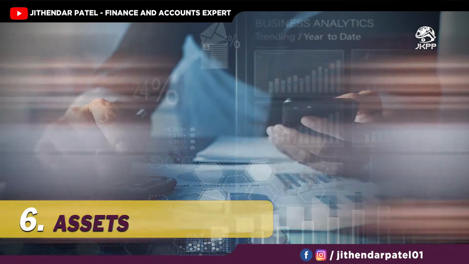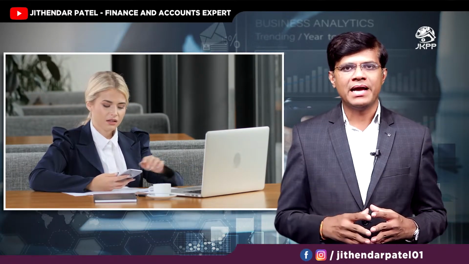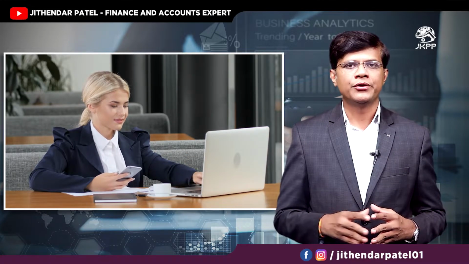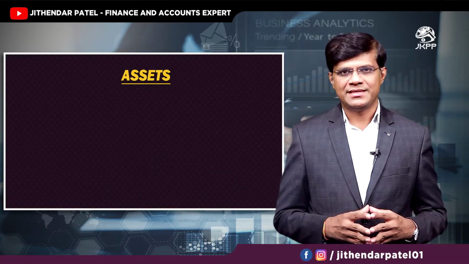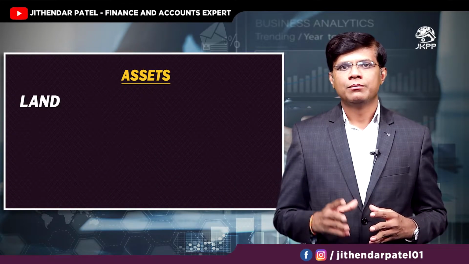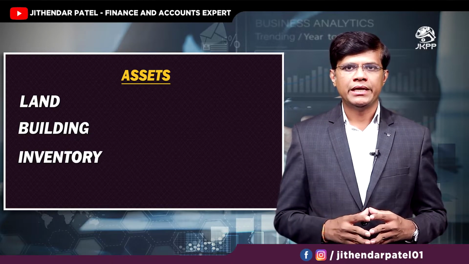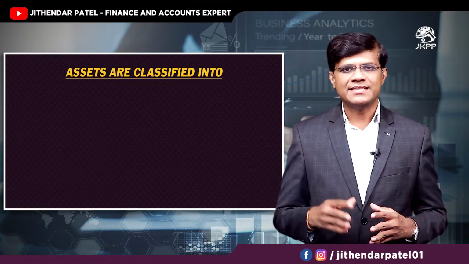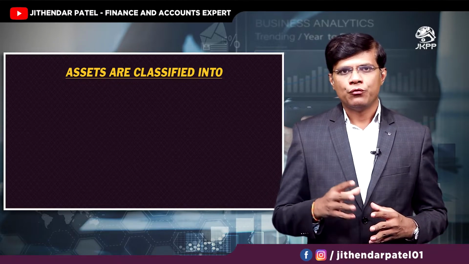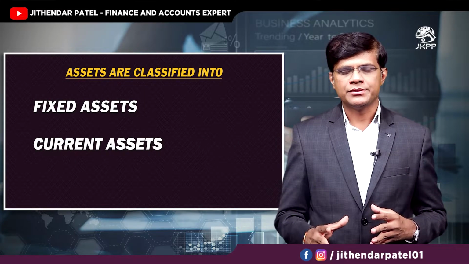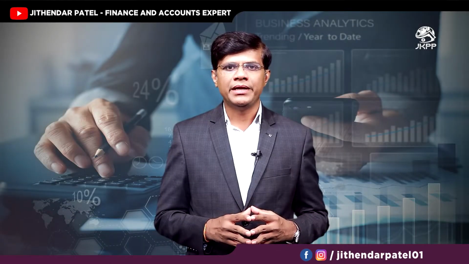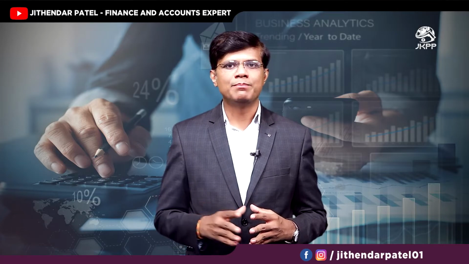Assets. Assets are resources controlled by a firm with an expectation that it will help to generate future cash flow. Examples of assets are land, building, inventory, cash and bank, etc. Further, these assets are classified into fixed assets, current assets, finance assets. All the assets of the company appear on the asset side of the balance sheet.